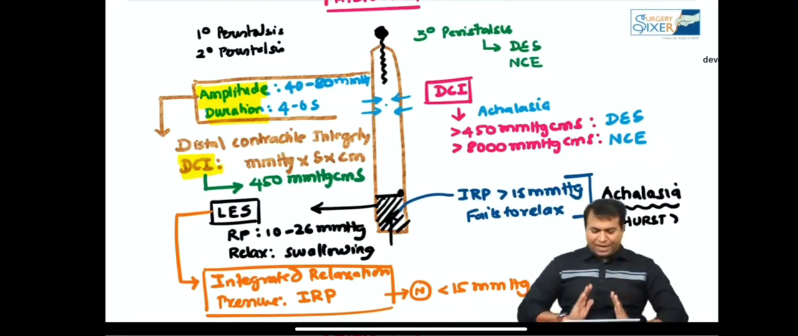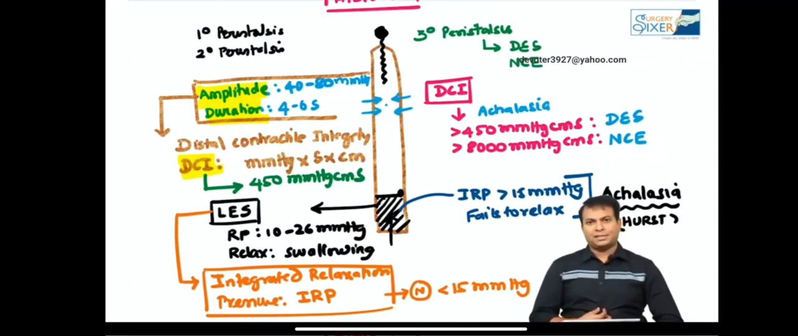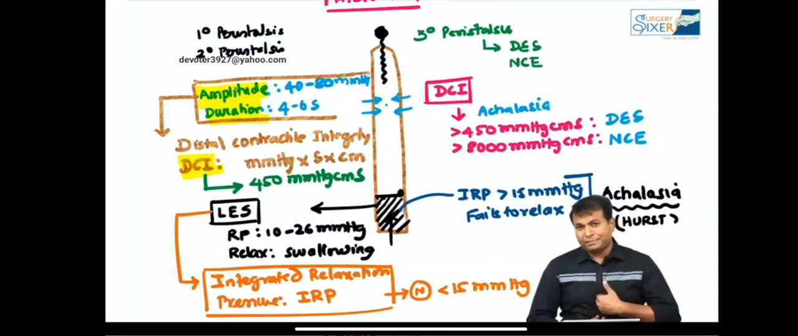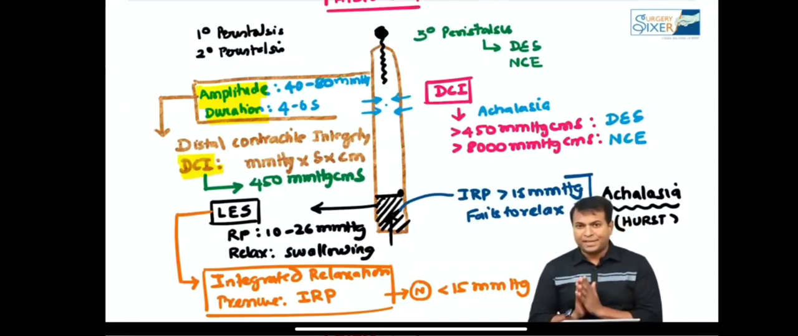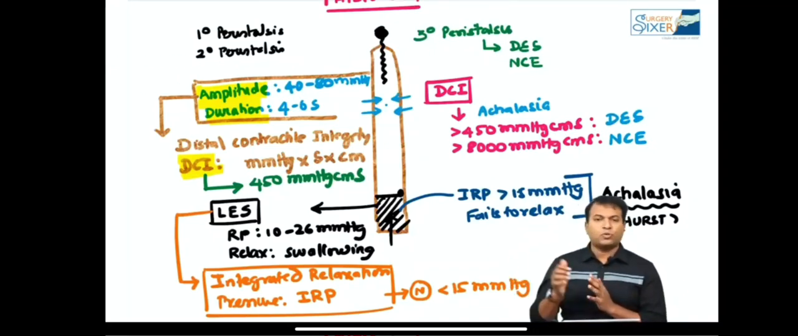So normally everyone will have primary and secondary peristalsis. As you swallow, the food moves down by primary peristalsis. The refluxed food or some food in the esophagus moves down by secondary peristalsis. Tertiary peristalsis is a peristalsis which happens without any food stimulus, seen in DES and nutcracker esophagus.